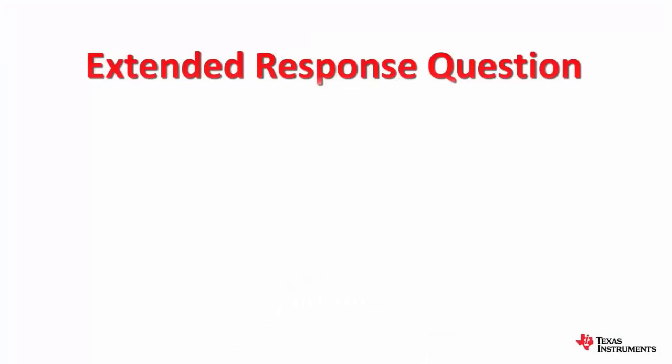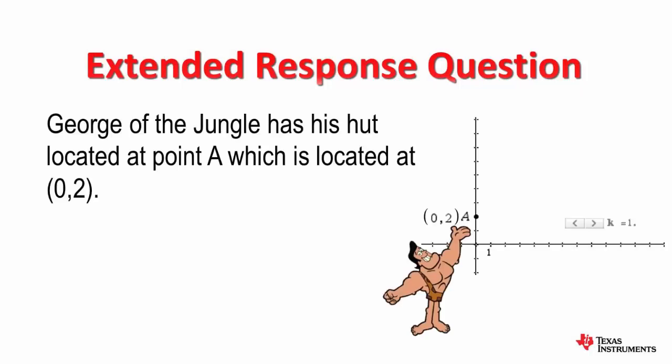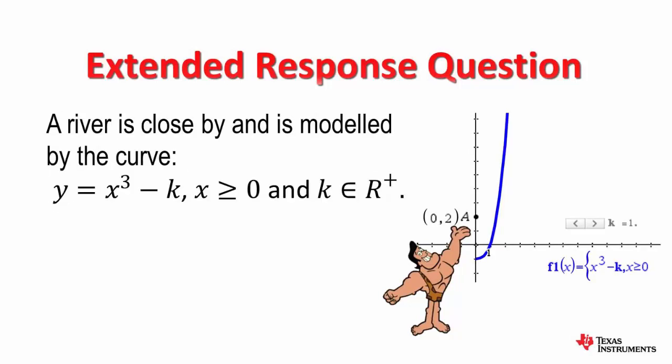Presentation is to go through a little extended response question focusing on the area of functions and graphs. And so what I've got here is George of the Jungle. He's got a hut that's located at point A, which is at (0, 2), and a river is close by and modelled by the curve y equals x cubed minus k.